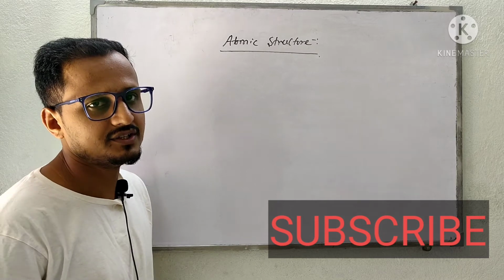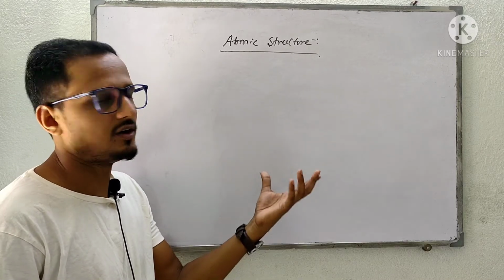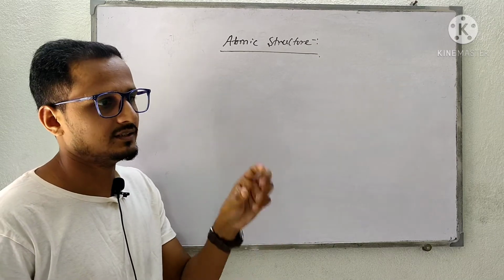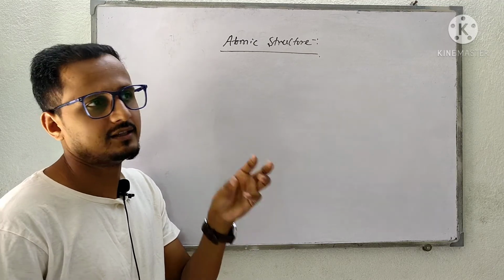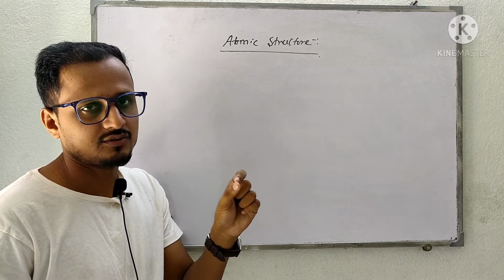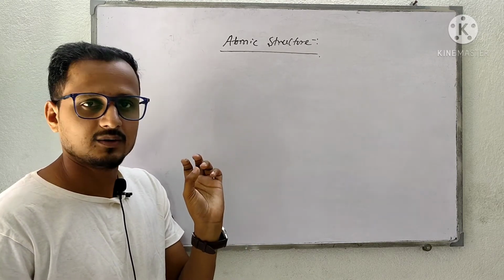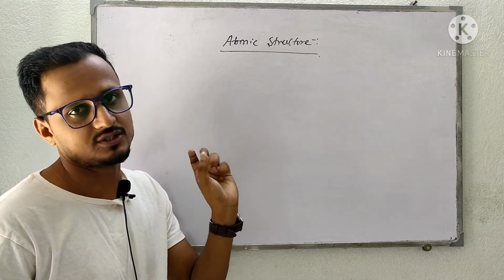Now in today's video I will discuss another topic of atomic structure, that is how to calculate the radius of the orbit, like the Bohr orbit, and the energy of the electron which is present in that orbit, that means the energy of the nth orbit electron. So that one we will try to calculate according to Bohr's theory.